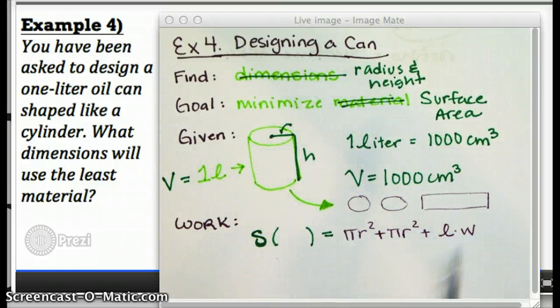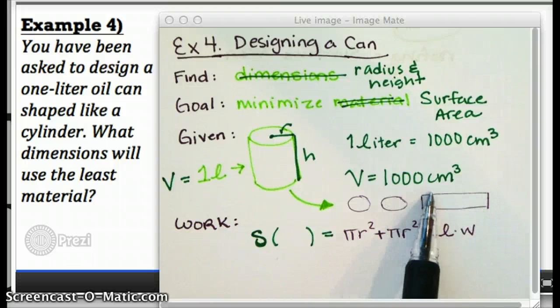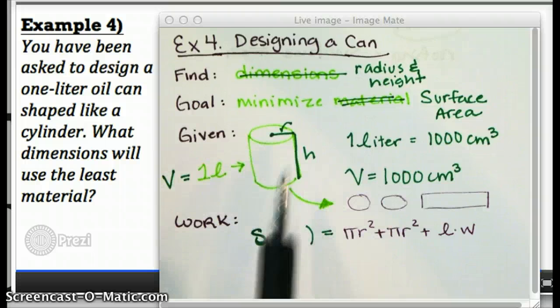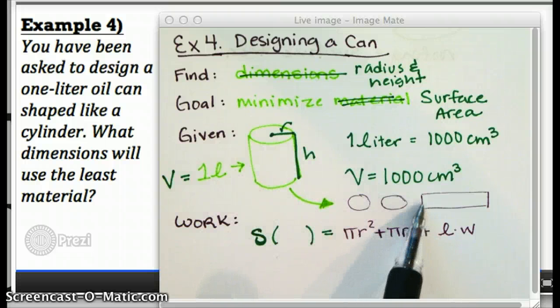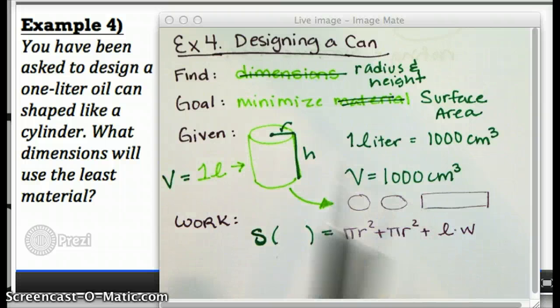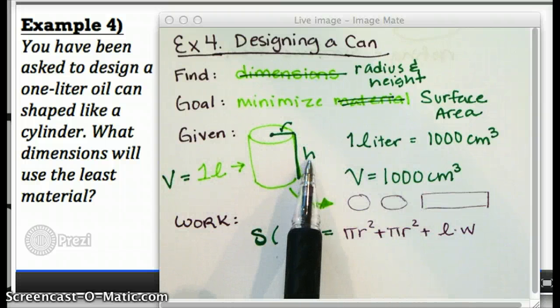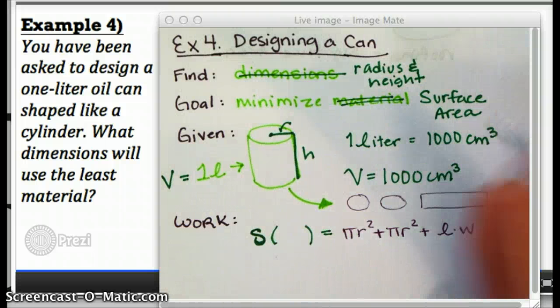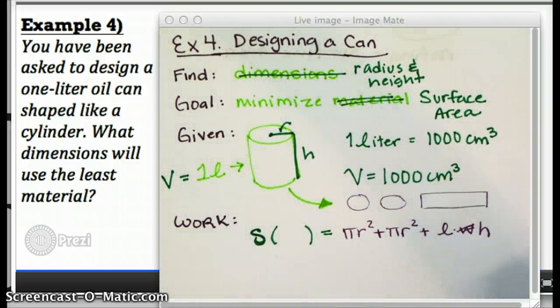For one thing, when I talk about length times width, if you think about what this rectangle is, it's this exterior that wraps around the shape. So actually the width, this little distance here, of the rectangle is the same thing as the height of the can. So let's use height instead of width. And I'll just replace that right here for now. And now think about what the length really is.